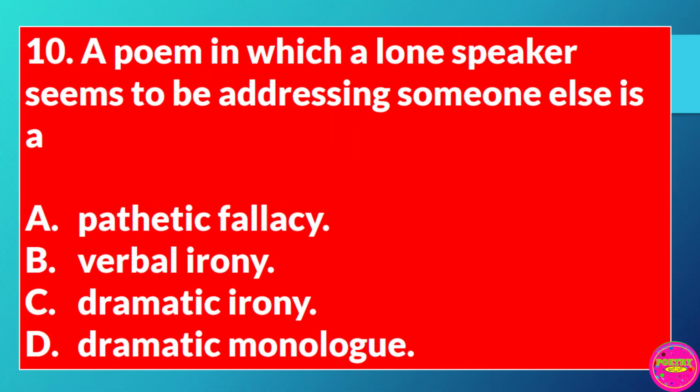Question 10. A poem in which a lone speaker seems to be addressing someone else is A. Pathetic fallacy, B. Verbal irony, C. Dramatic irony, D. Dramatic monologue. The correct answer to this question is D. A poem in which a lone speaker seems to be addressing someone else is a dramatic monologue.